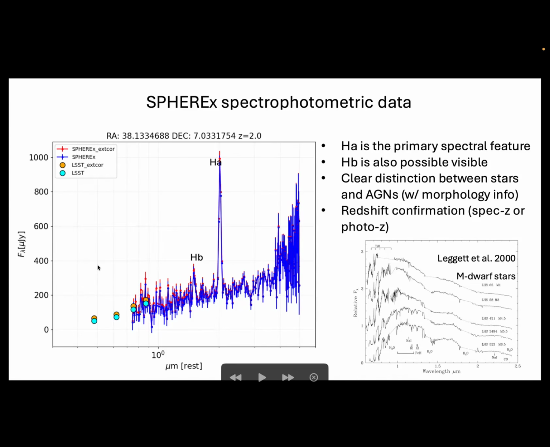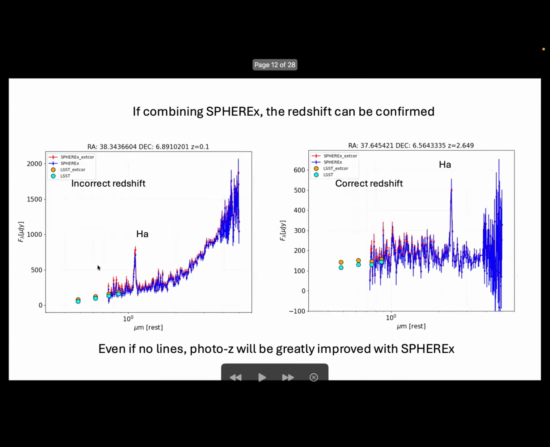For example, the plot on the right-hand side is the spectrum from an M-dwarf star. If LSST stops at 1 micron, and you don't know anything beyond 1 micron, this spectrum is confused with an AGN. So it's very good to have the spectrum up to 5 micron, and also very useful to confirm the redshift, either spec-z or photo-z.